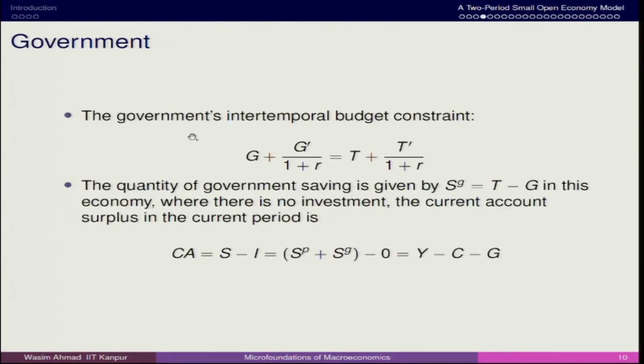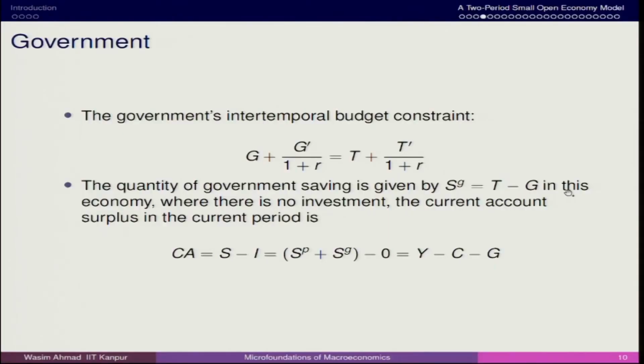Now, finally, once I have derived the government budget constraint and I know that the government saving is nothing but how much it is collecting as tax and how much it is using that tax as an expenditure, right. If government is not saving at all, it means that Ricardian equivalence will not fail, and there will be smoothing of tax transfer. So, in this economy, SG is equal to T minus G, where there is no investment. The current account surplus in the current period is this.